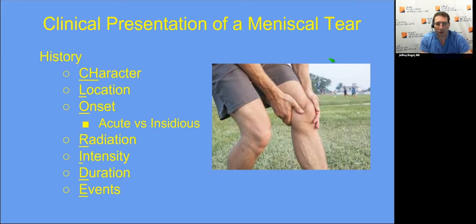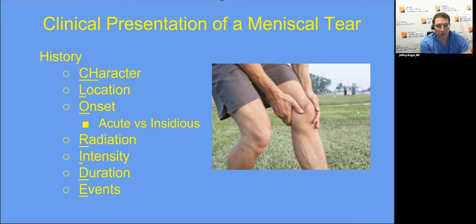Meniscal tears usually will cause pain along the medial or lateral joint line, so where you sort of see this person grabbing their knee on the inside here or out here. Anterior knee pain is not typically consistent with meniscal pathology, much more typical of patellofemoral issues. Occasionally, some patients will have posterior knee pain or a sense of tightness if they have an effusion in the knee.